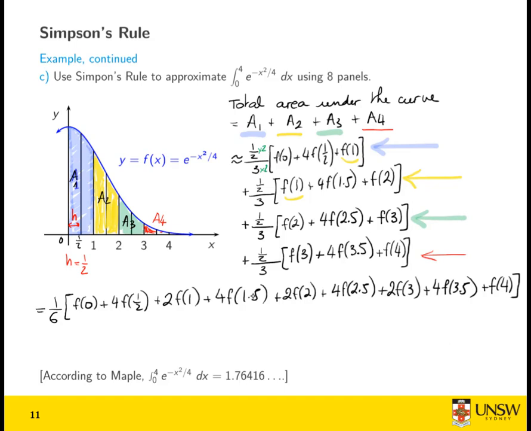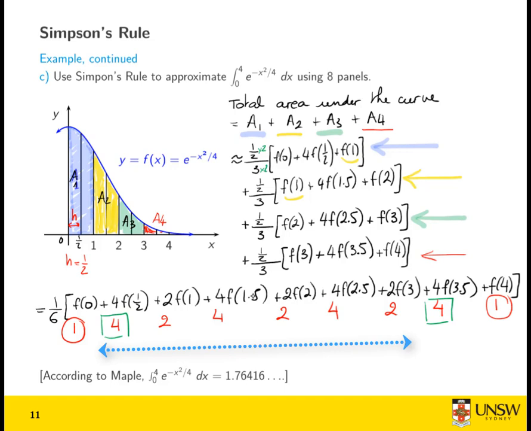Take a look at the coefficients. This is a 1, 4, 2, 4, 2, 4, 2, 4, and 1. Your coefficients will always look like that. You will always get a 1 on the outside, and then when you go towards the center, you get a 4, and then it's 4, 2, 4, 2, 4, 2. I'm telling you so you can check your calculations.